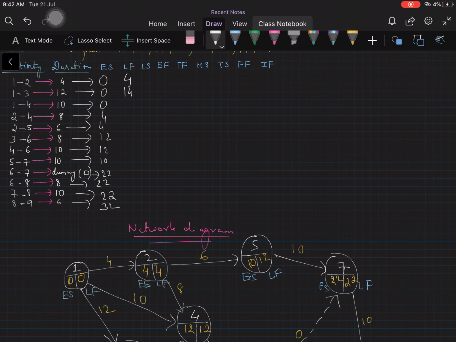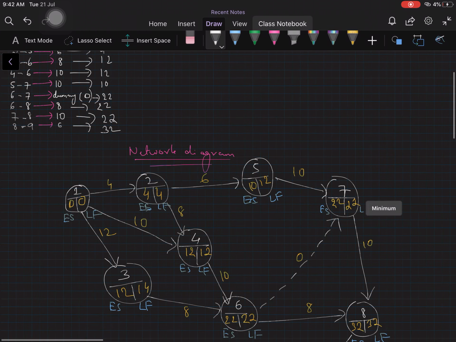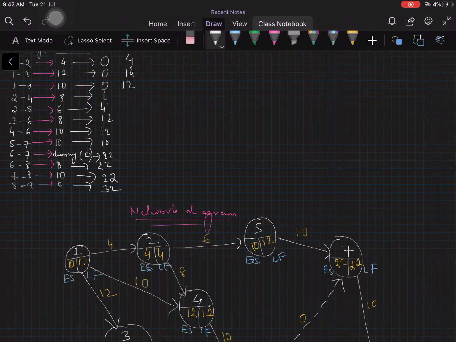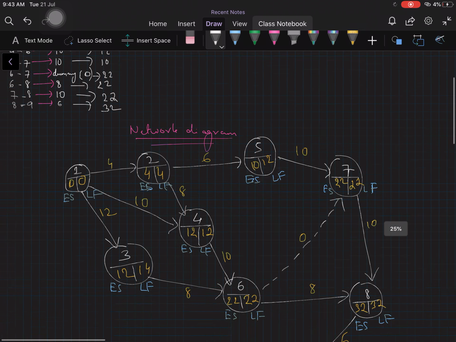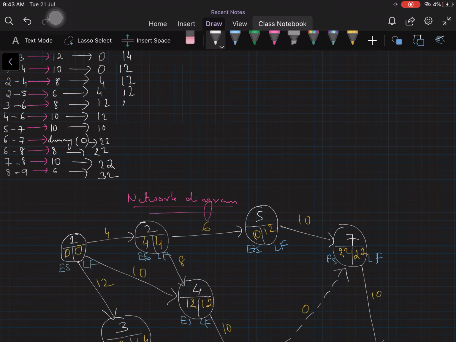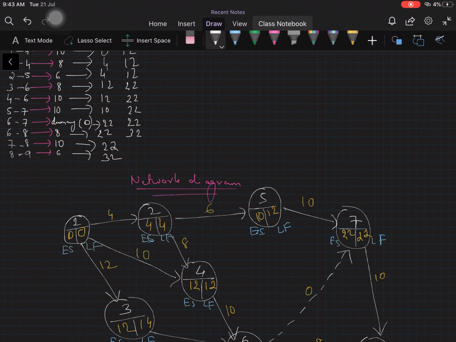Okay, then we have 4. 4's late finish is 12. Then again we have 4, so 12. Then 5's late finish is 12. Then 6's late finish is 22. Again 6 we have, so 22. 7's late finish is 22, again 22 because 7 is ending. 8's late finish is 32. Again 32, and the last one is 38. 9's late finish is 38.